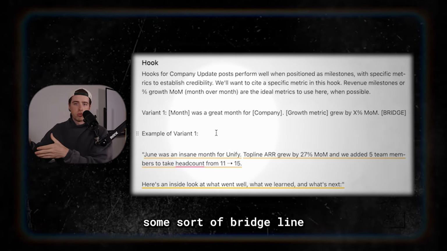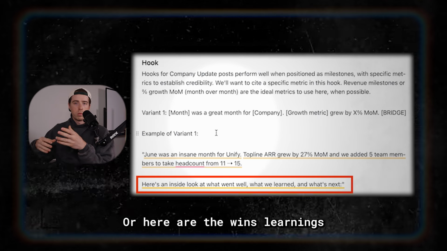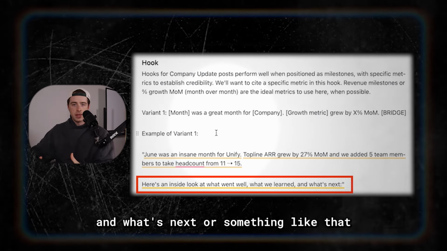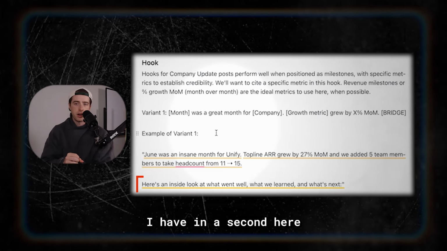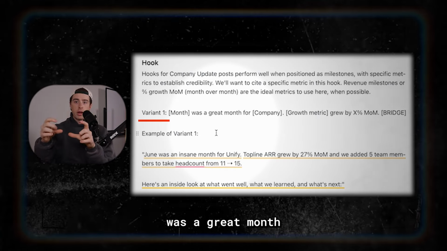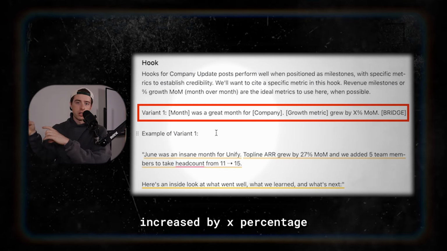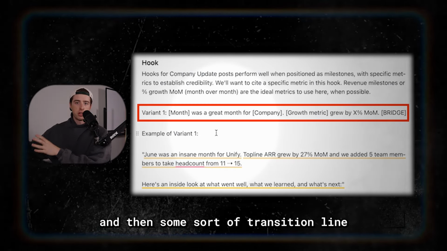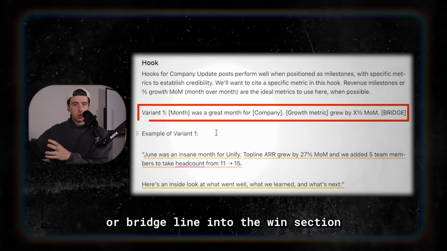And then you'll want to have some sort of bridge line, like "here's what we learned," or "here were the wins, learnings, and what's next," or something like that. I'll get into the example I have in a second here. But the template again is: month was a great month for company, growth metric increased by X%, and then some sort of transition line or bridge line into the win section.